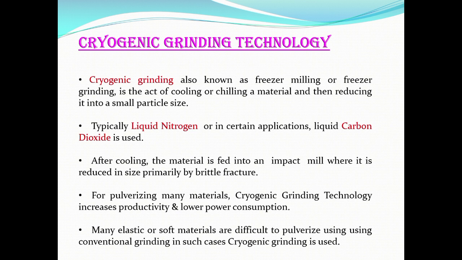Cryogenic grinding technology. Cryogenic grinding, also known as freezer milling or freezer grinding, is the act of cooling or chilling a material below its embrittlement temperature and then reducing it into a small particle size. Typically, liquid nitrogen or in certain applications, liquid carbon dioxide is used. After cooling, the material is fed into an impact mill where it is reduced in size primarily by brittle fracture. For pulverizing many materials, cryogenic grinding technology increases productivity and lowers power consumption. Many elastic or soft materials are difficult to pulverize using conventional grinding. In such cases, cryogenic grinding is used.